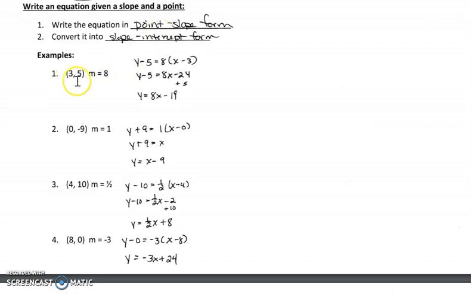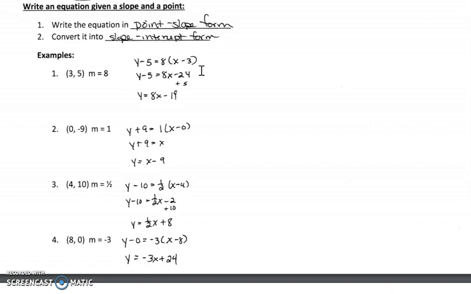So your point is (3, 5). Your slope is 8. Again, if it's helpful, when we did the slope lesson, I encourage you to label these points. This would be x1 and y1, if that helps you put it in the right order. So y minus y1, so y minus 5, is equal to m, so the slope is 8, and then x minus x1, so x minus 3. Okay? y minus 5 is equal to 8 times the quantity x minus 3.